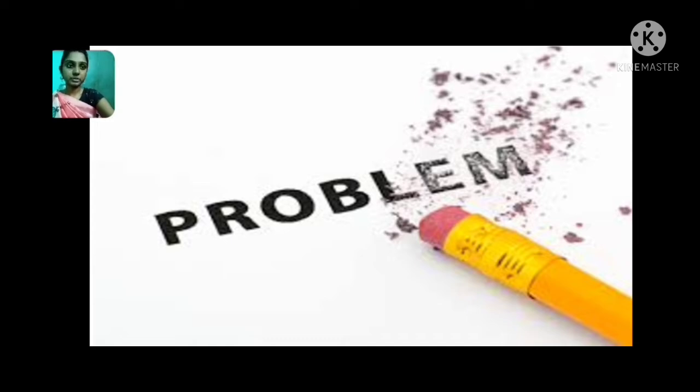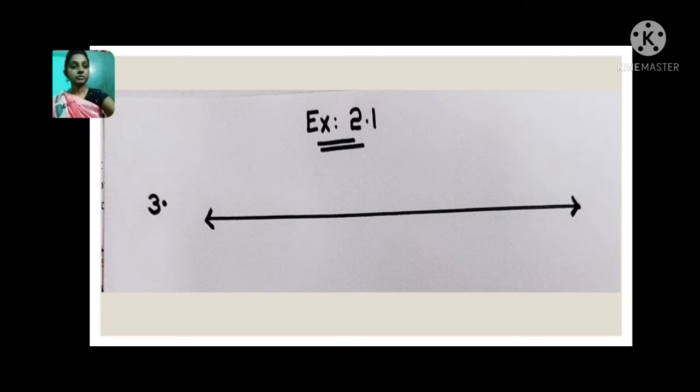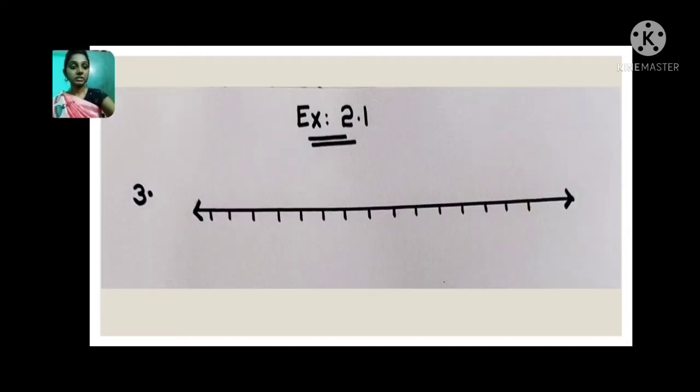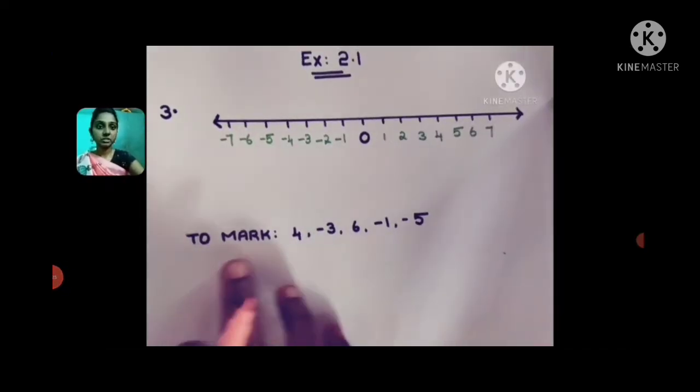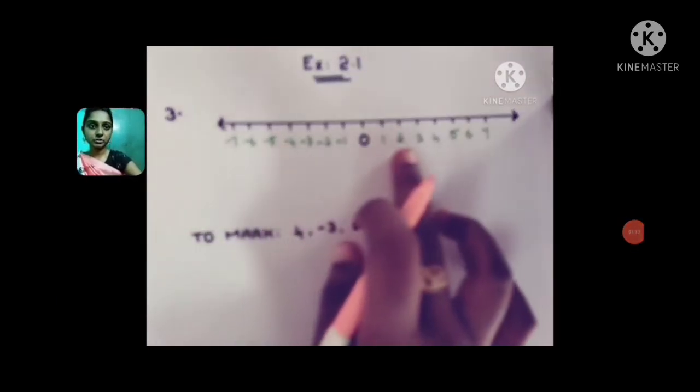Turn your textbooks to exercise 2.1. Let us first solve the third question. Mark the given numbers on a number line. For this, let us first draw a number line. Mark the arrows at both the ends. Mark points at equal distances on this number line. Now, let us mark a particular point as 0. And let us fill the positive numbers to the right of 0 and the negative numbers to the left of 0. Now, the first integer we need to mark on the number line is 4.